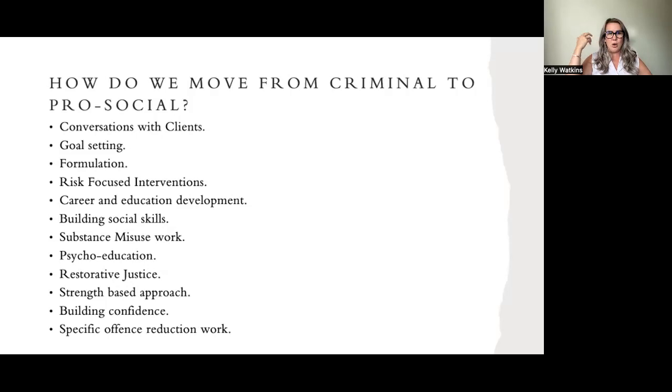And with that, thinking about goal setting. So setting goals with an individual that are more pro-social and less criminal. And again, the needs could be the same, but the activity and the goal is going to be slightly different.